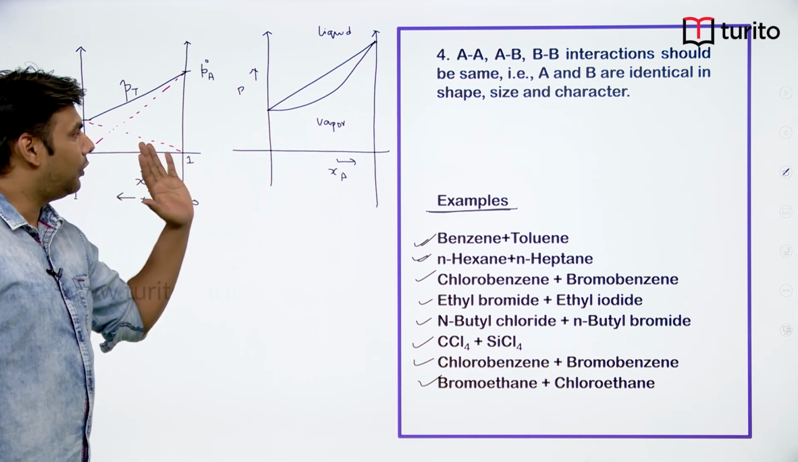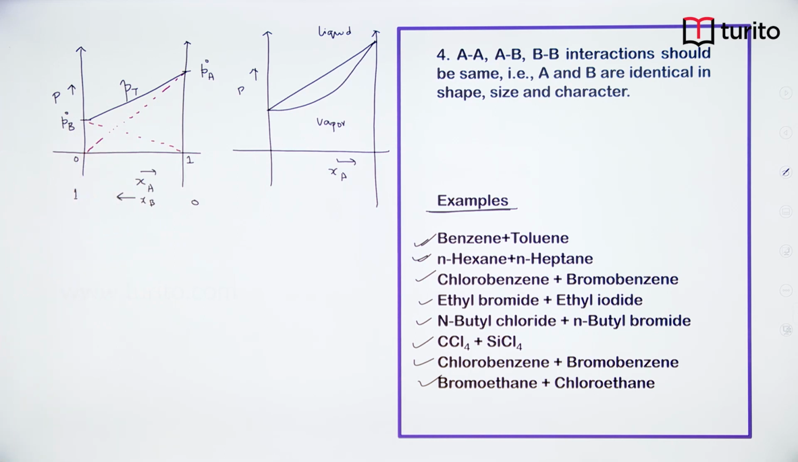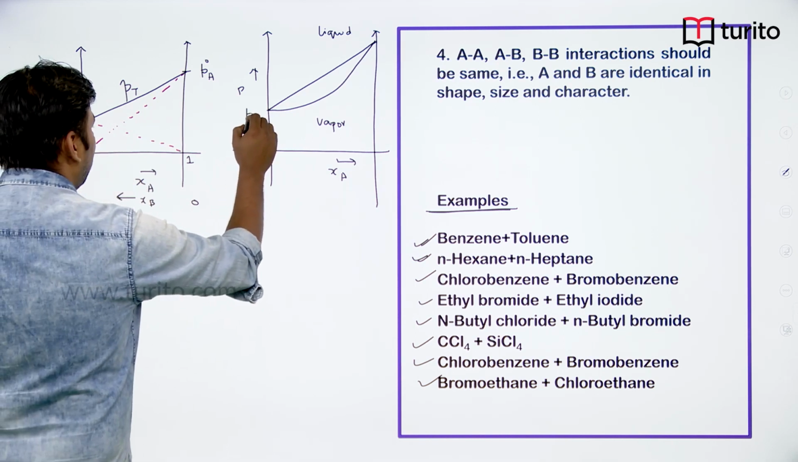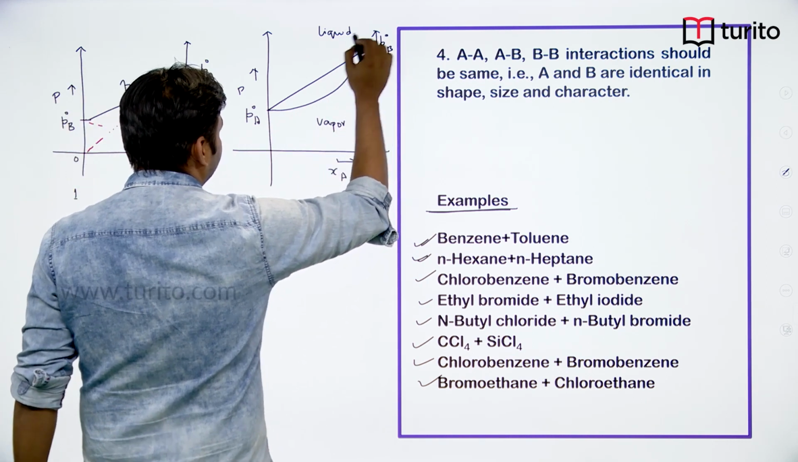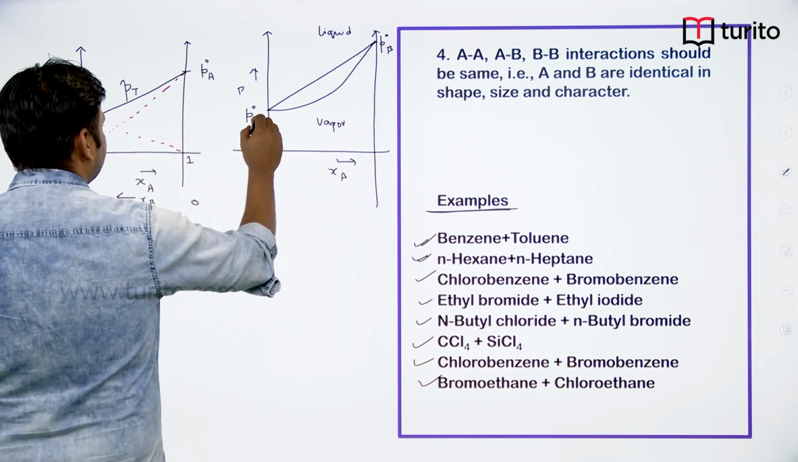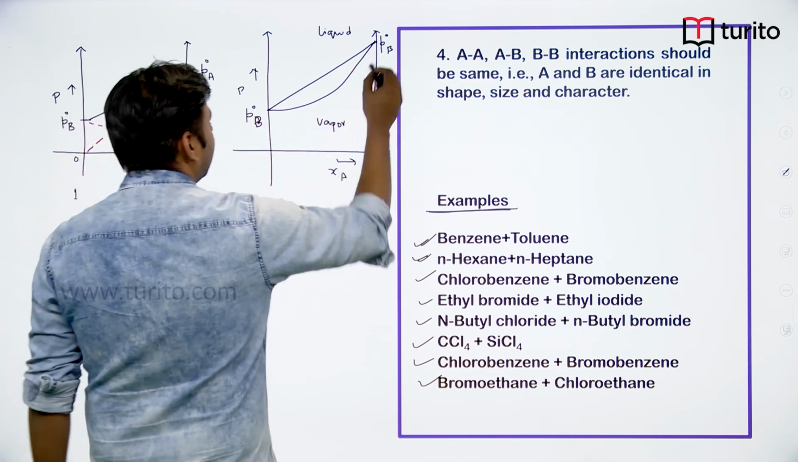So we have already discussed this in detail. Now suppose we want to convert this into a temperature versus mole fraction curve. Okay, so suppose this was PB, P naught B, and this is P naught A.